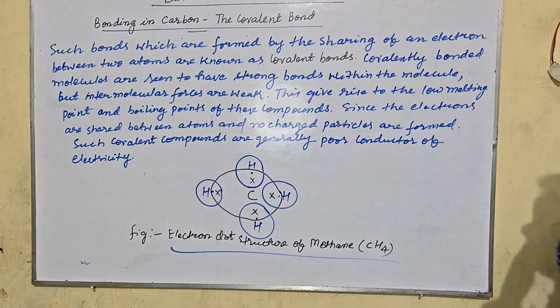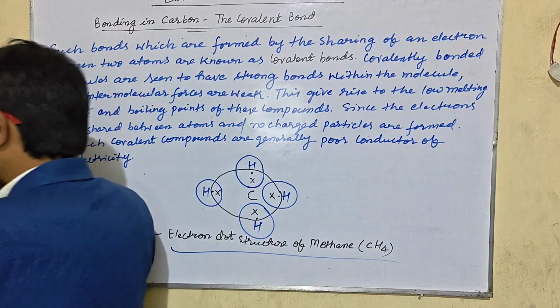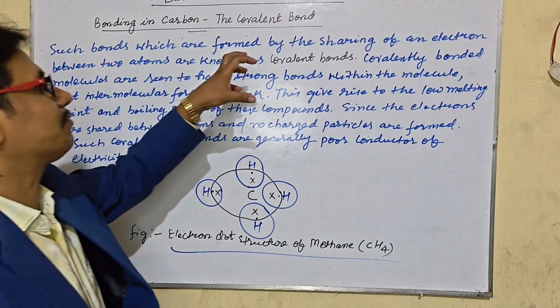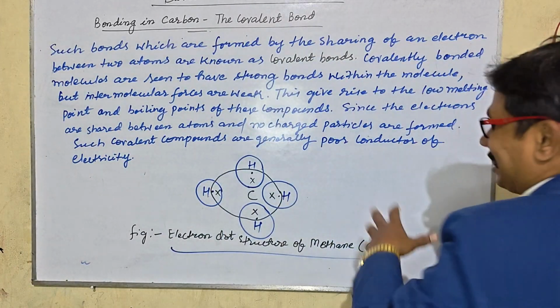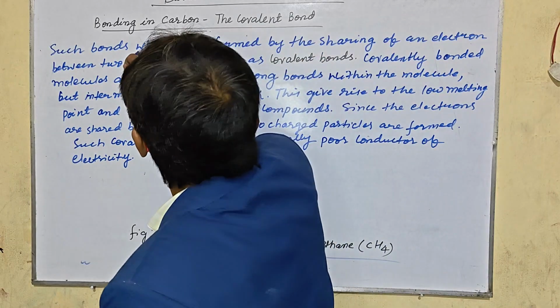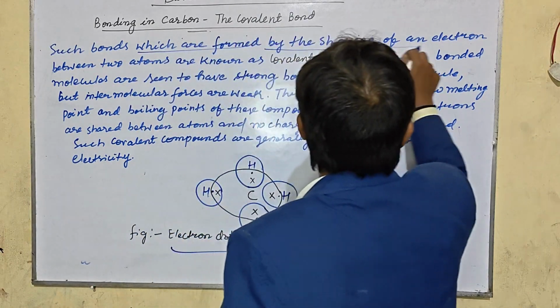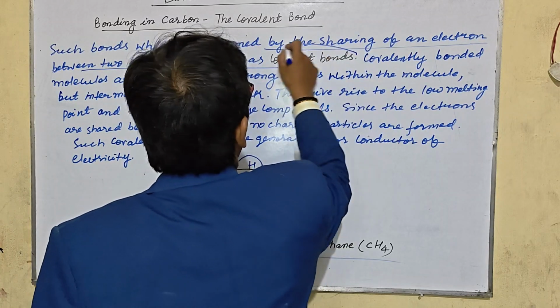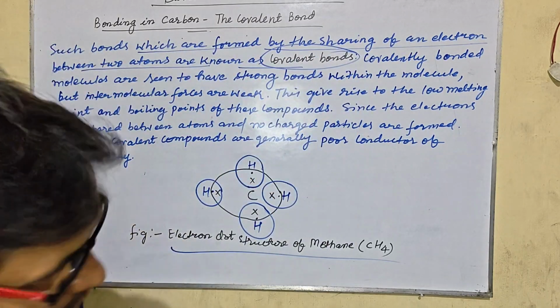So, my dear student, let us understand the formation of methane and the electron dot structure of methane, because methane is the main example of covalent bonds in carbon compounds. Such bonds, which are formed by the sharing of electrons between two atoms, are known as covalent bonds.